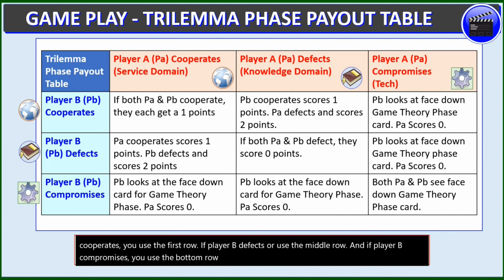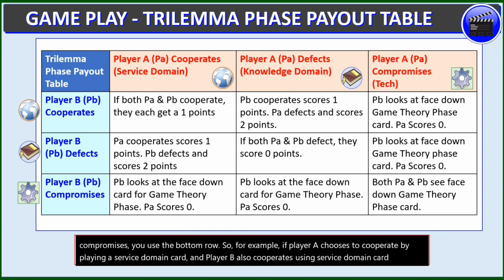So for example, if player A chooses to cooperate by playing a service domain card, and player B also cooperates using a service domain card, they'll each score 1 point.